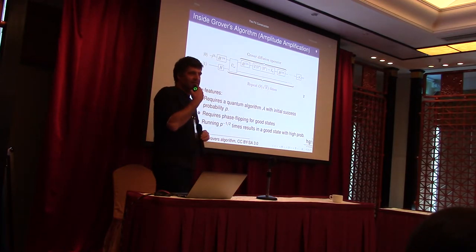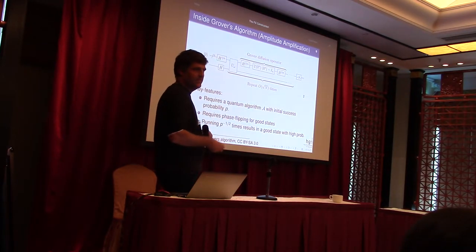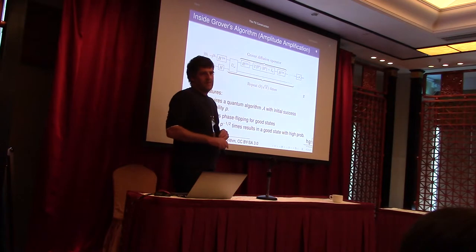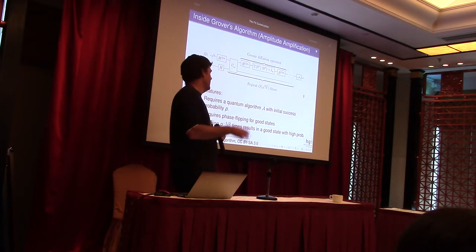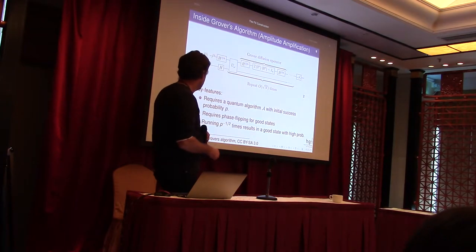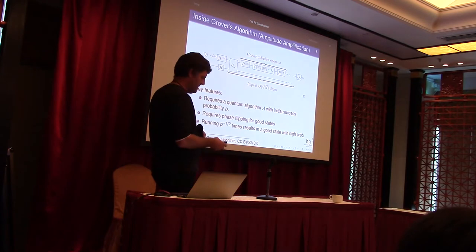So the key feature is that you need some, I mean, this is more general amplitude amplification. So that's a generalization of Grover's algorithm. What you need is a quantum algorithm that has some initial success probability. It could be just a uniform distribution of the results. So this doesn't have to be big. It's good if it's big, but it's not important.